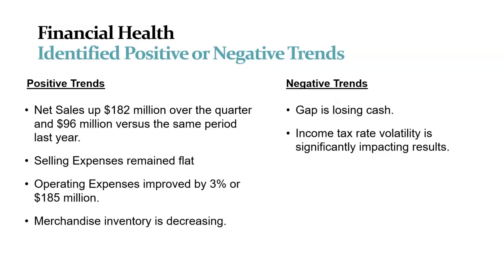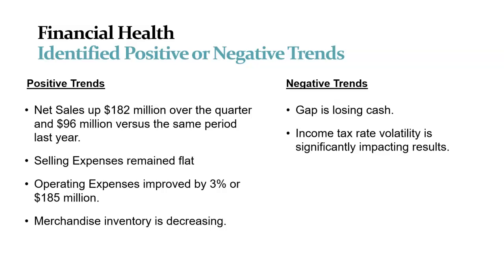The financial analysis helped bring to the surface some positive and negative trends for Gap. Beginning with the positive, net sales has improved by $182 million for the quarter and $96 million versus the same period last year. Selling expenses have remained flat and operating expenses showed a 3% or $185 million improvement from the prior quarter. Taking these three trends into account, Gap was sure to result in a positive net income. In fact, Gap showed a 676% increase in net income over the prior quarter.